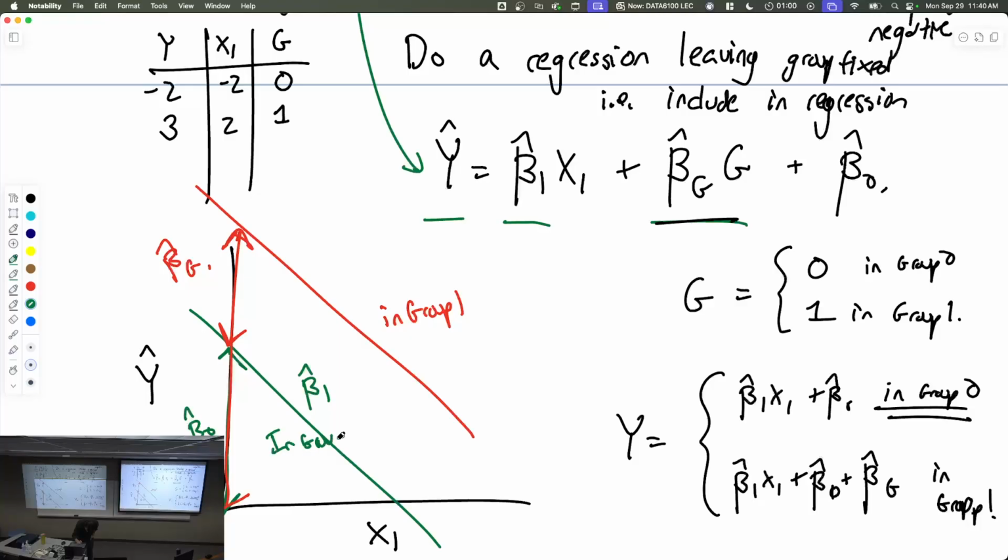group 0. So the whole model has three numbers it can play with. It can move both lines up and down together by changing beta hat 0. It can move the lines apart by changing beta hat G, and it can change the slope of the lines together by changing beta hat 1. And the model will find the one that minimizes the sum of squares, that does the least squares thing. So that's what it'll look like.